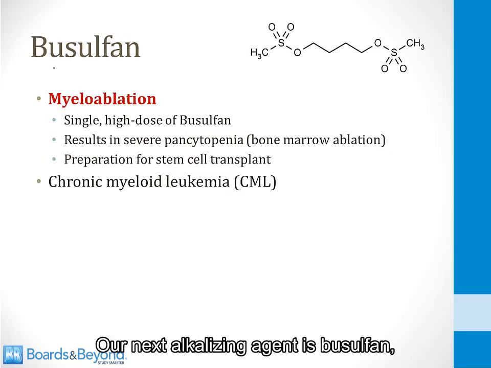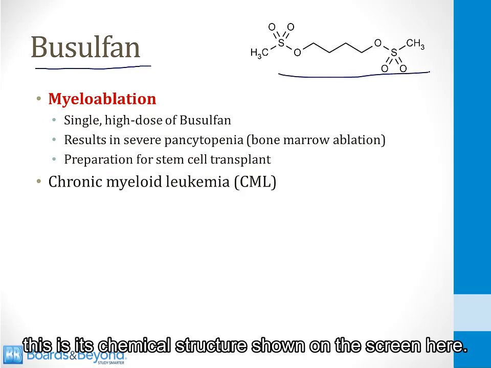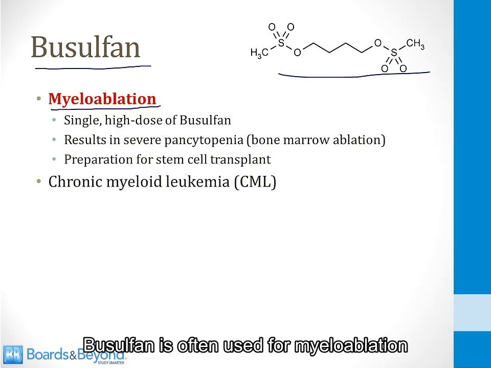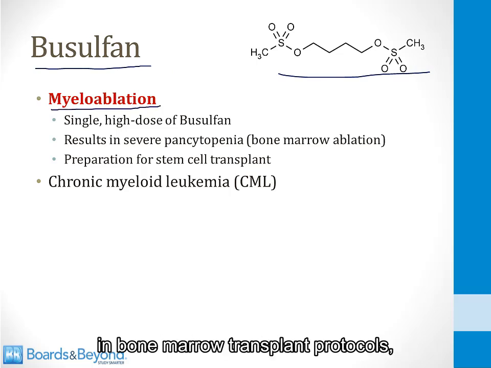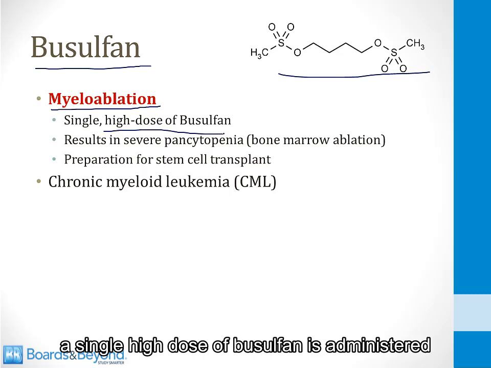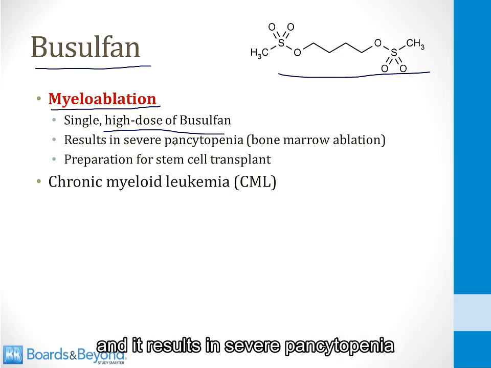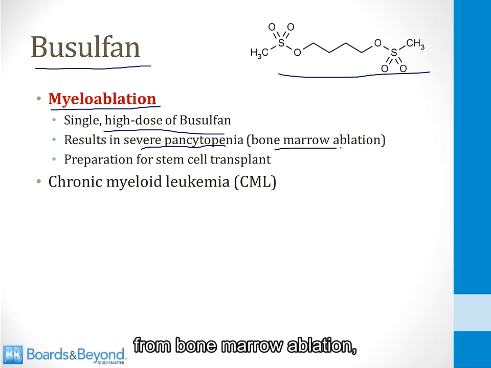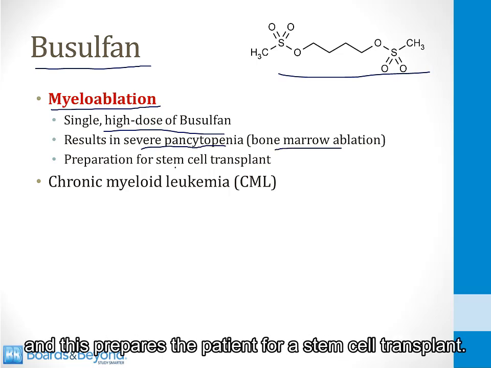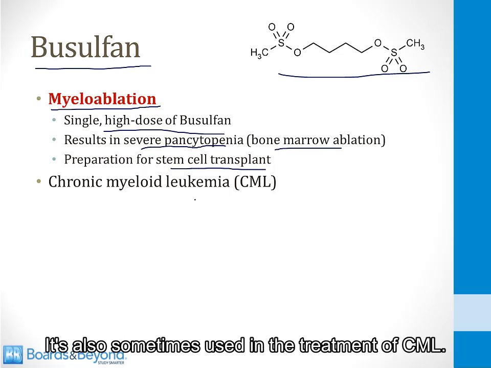Our next alkylating agent is busulfan. This is its chemical structure shown on the screen here. Busulfan is often used for myeloablation in bone marrow transplant protocols. A single high dose of busulfan is administered, and it results in severe pancytopenia from bone marrow ablation, and this prepares the patient for a stem cell transplant. It's also sometimes used in the treatment of CML.